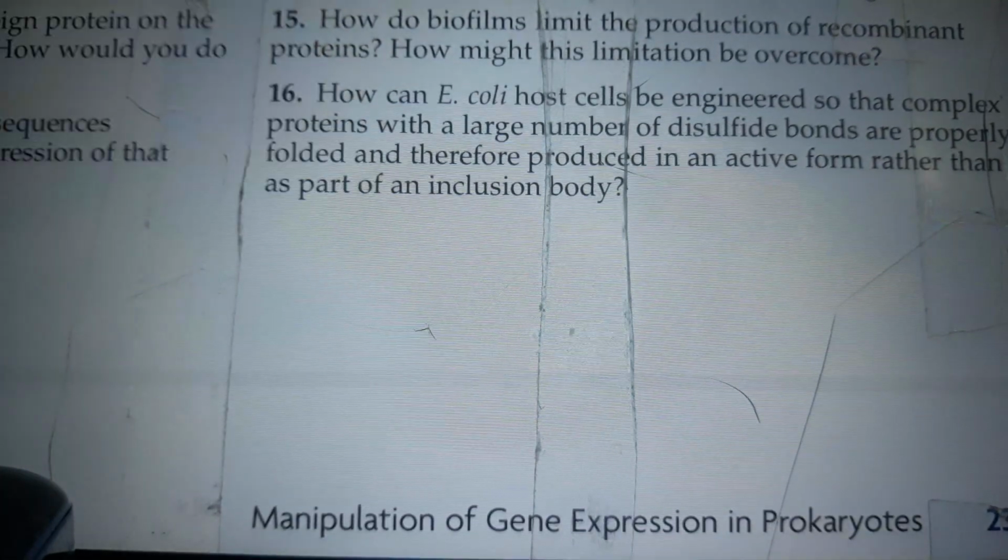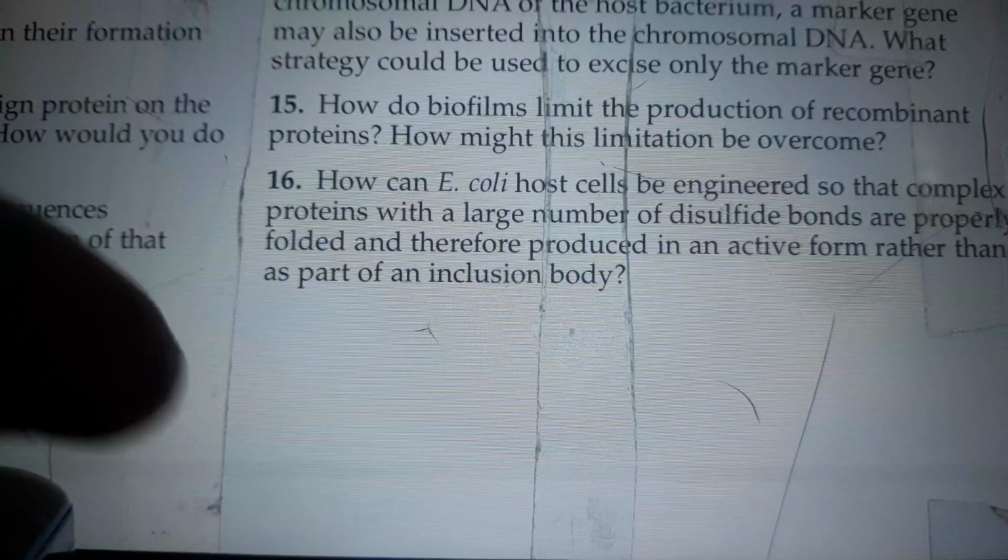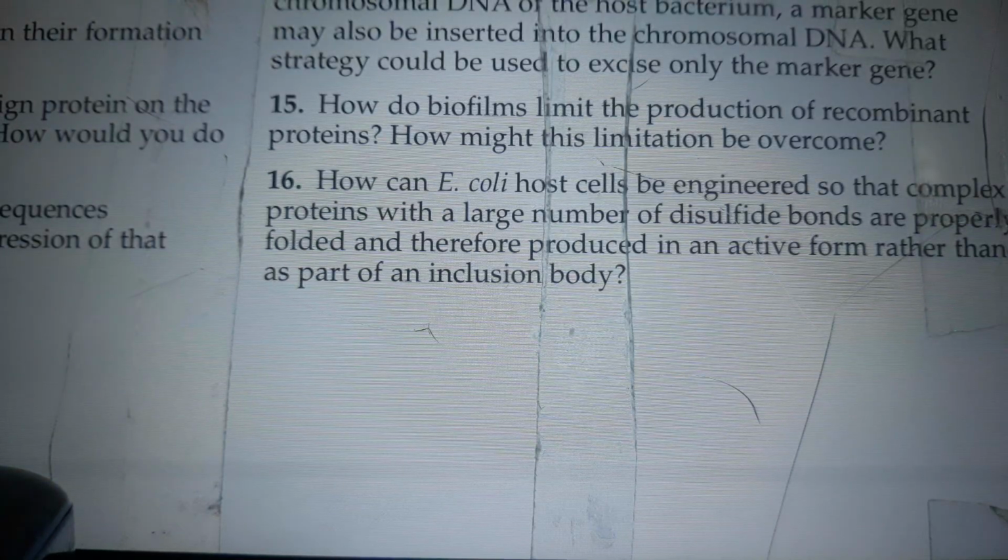How do biofilms limit the production of recombinant proteins? How might this limitation be overcome? How can E. coli host cells be engineered so that complex proteins with a large number of disulfide bonds are properly folded and therefore produced in an active form rather than as part of an inclusion body?